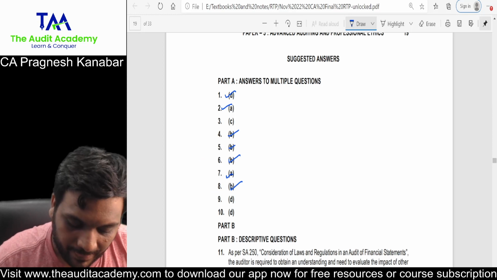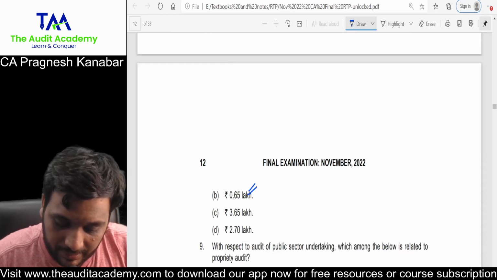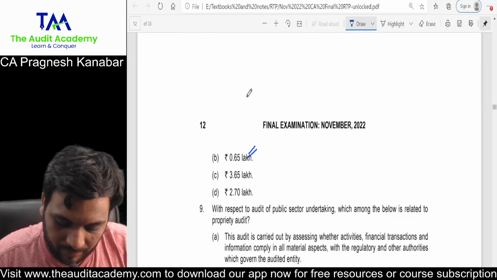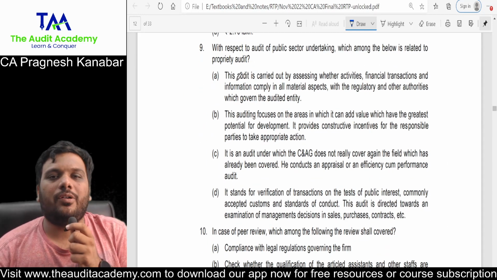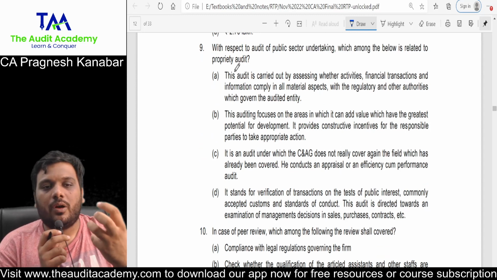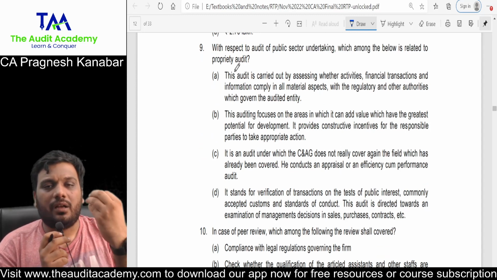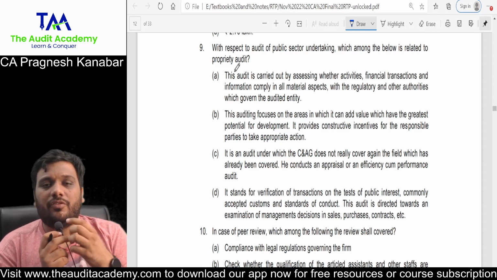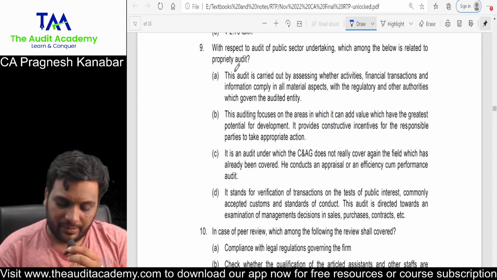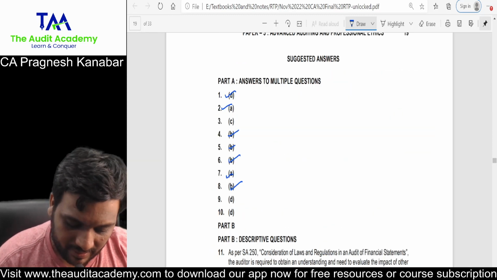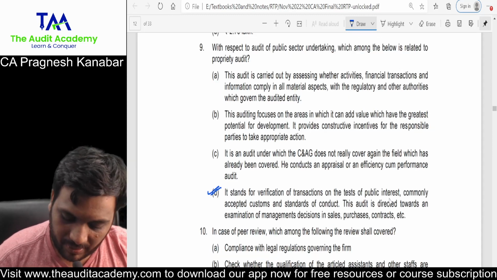So everyone, the 9th question is about audit of PSU, propriety audit. Propriety audit is where you try to bring out the cases of improper, avoidable expenditure. You try to see whether the government undertaking has spent for the public interest or not. That is just the definition that they are questioning, and I will rate this MCQ as a very simple MCQ, that it is for public interest.